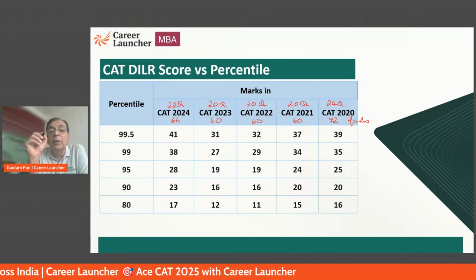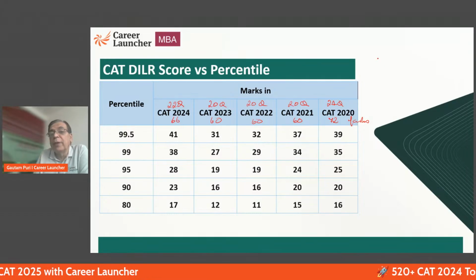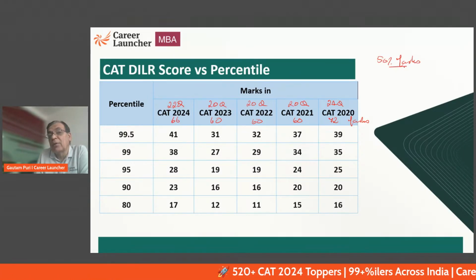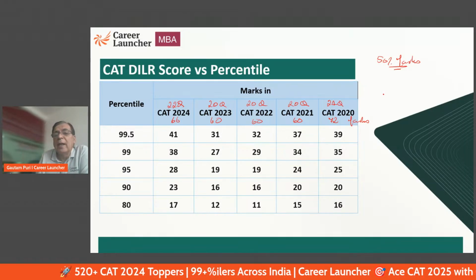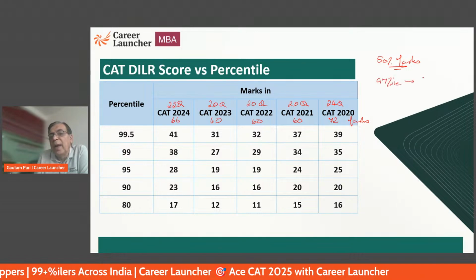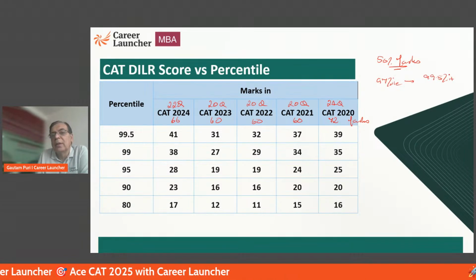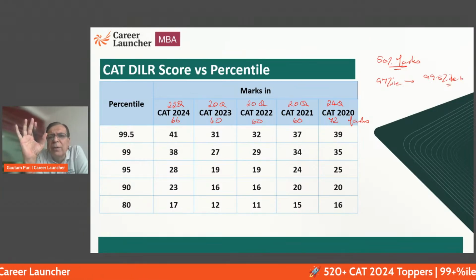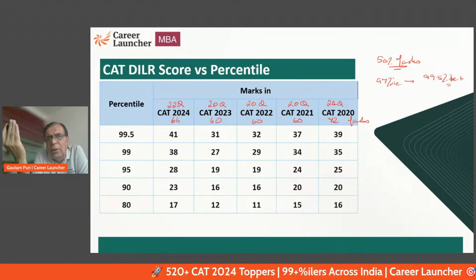Now, what is important to understand when you're looking at DILR is that if you get 50% marks, not percentile, but marks, in any paper, you will be at least 97 percentile, and you could be as high as 99.5 percentile plus. So by and large, if you do 50% of the paper, you will get a good score, irrespective of which CAT paper we are talking about.